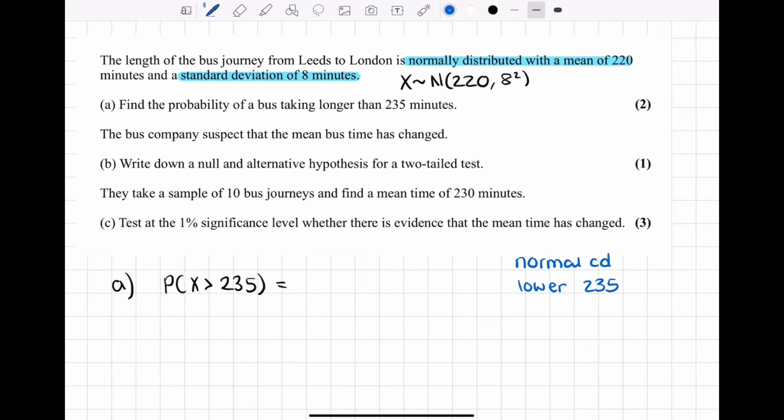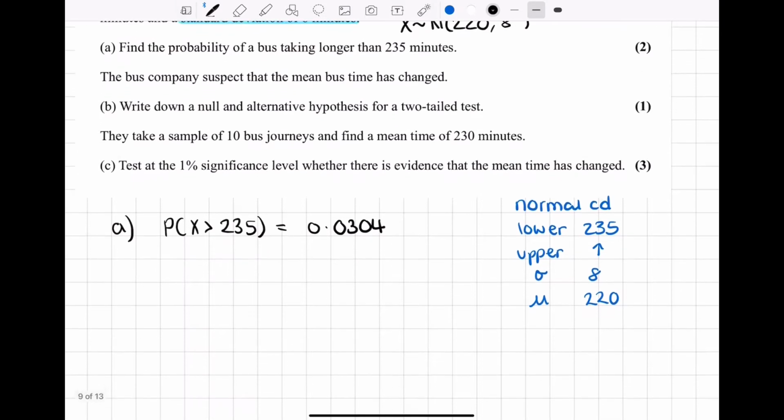So the lower value is 235, upper value, put in any very high number, 10 to the power 10, everyone chooses a high number just to represent infinity. Sigma is 8 and mu, our mean, is 220, and let the calculator do the work for that one.